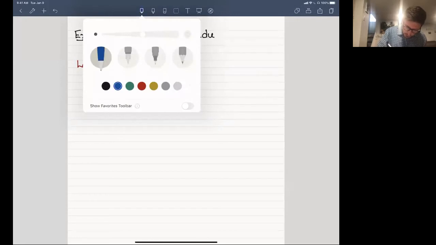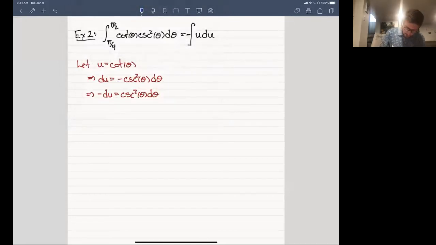And so the question is, what do the bounds become? Well, when theta is equal to pi over 4, then u of pi over 4 is given by cotangent of pi over 4, which is just equal to 1.